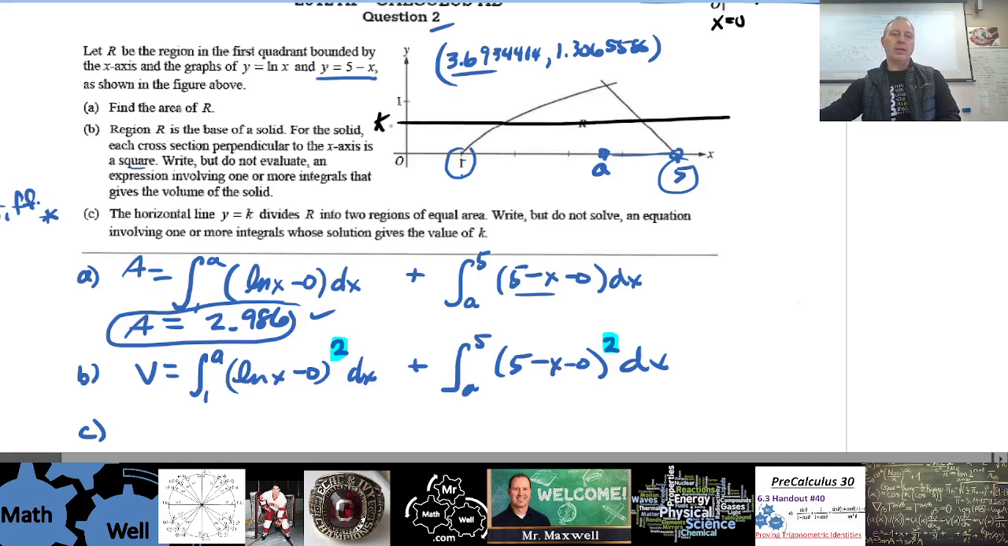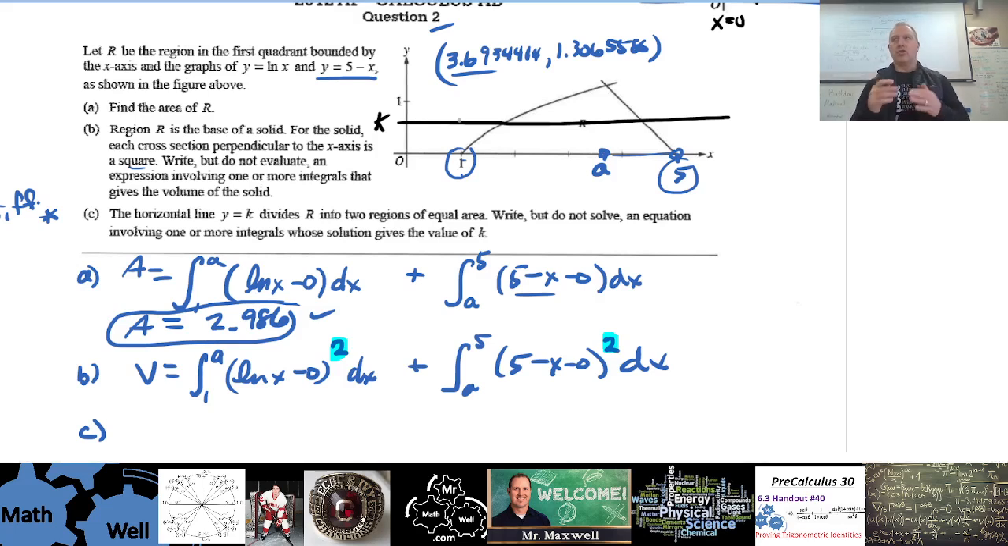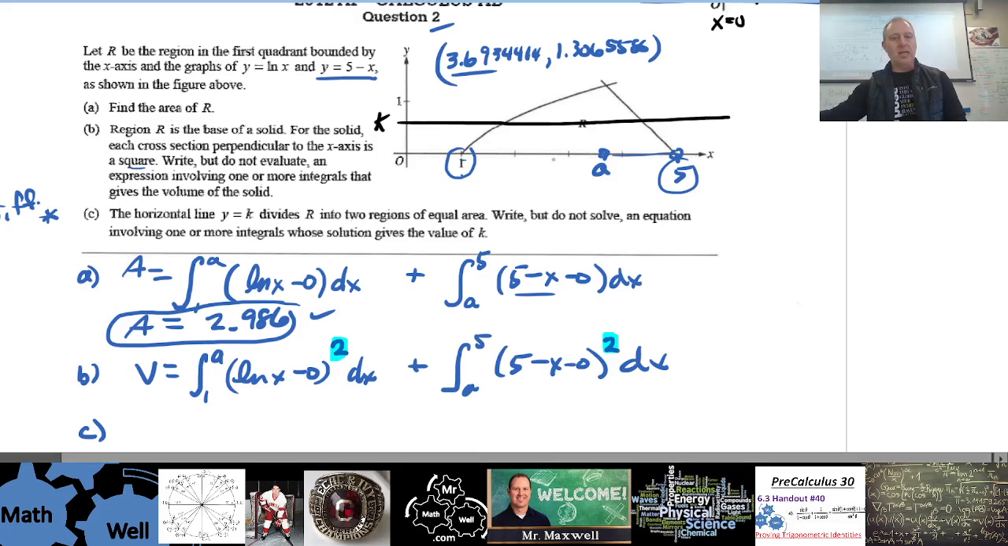Now, we don't know what k is. We're going to have to solve for k, so we have to set up some kind of integral situation where we can solve for k. So the top half and the bottom half need to be equal, and they both need to be equal to half of the area that we have determined in A. So whatever we set up here has to be equal to, if we set up an integral for 1/2, which would probably be the easiest one to do, that's going to end up to be half of 2.986. So let's go back over here now.